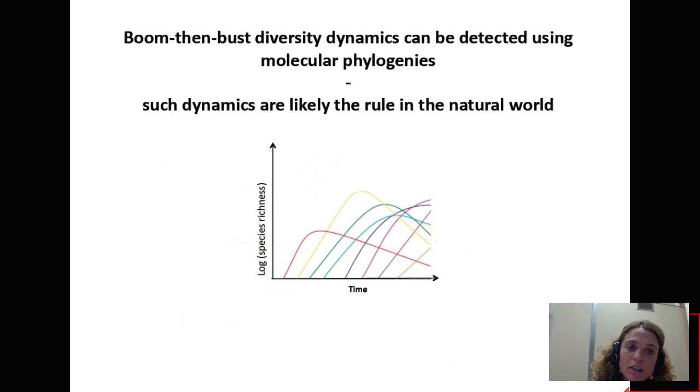So what this is showing is that it is possible, I'm not saying it's easy, but it's possible to infer boom and bust diversity dynamics using molecular phylogenies. And this is important because such dynamics are likely to be the rule for most clades, where diversity dynamics is actually neither unbounded nor reaching an ecological limit, but waxes and wanes, as we see in the fossil record.